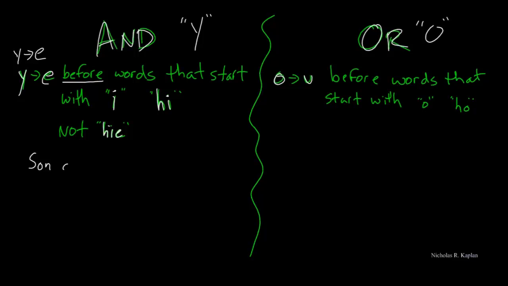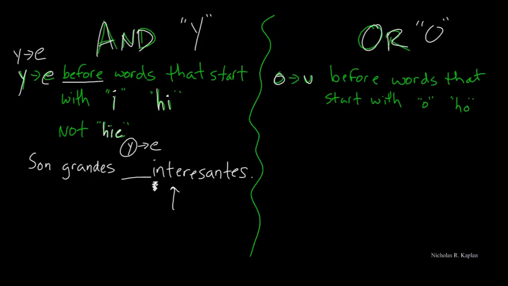We could say, "They are big and interesting." Normally we would just write "y," but the next word starts with an "i," and because that happens, we have to change this to an "e." So we would read, "son grandes e interesantes."